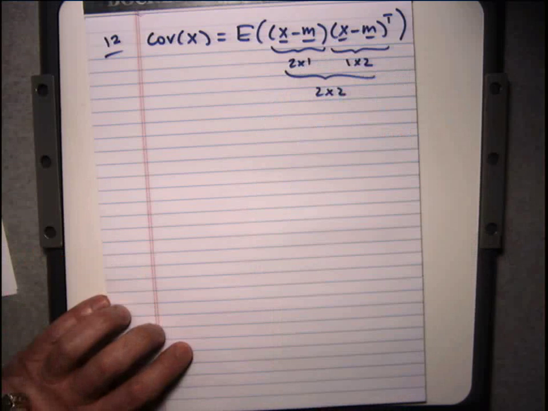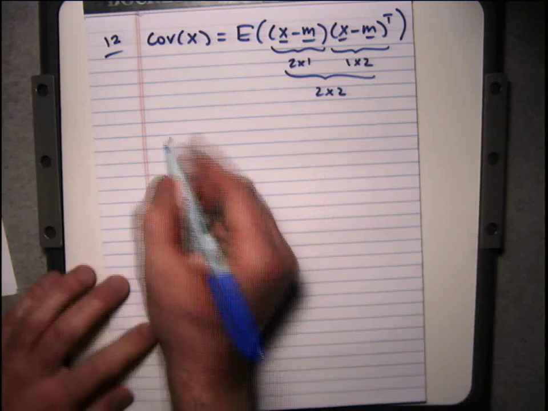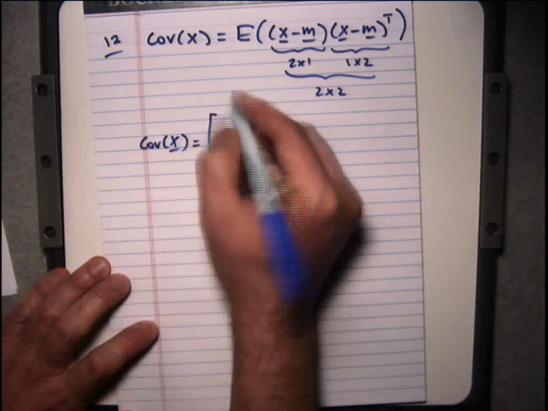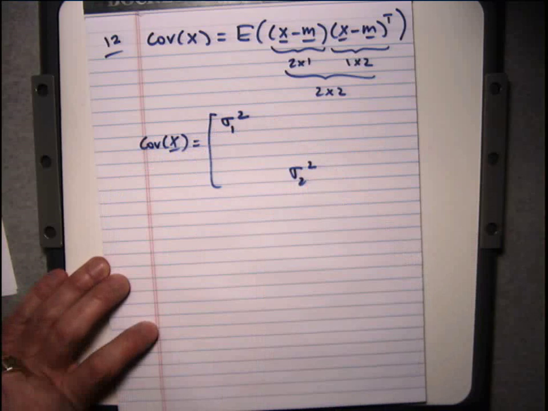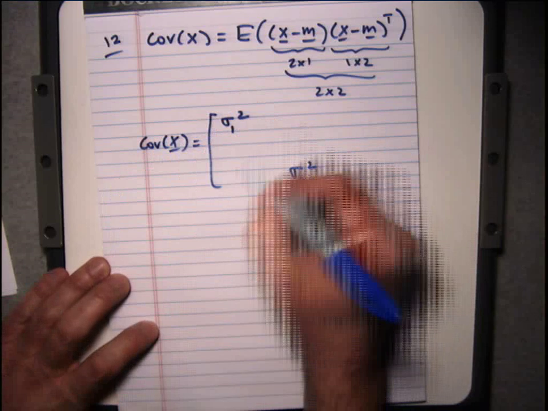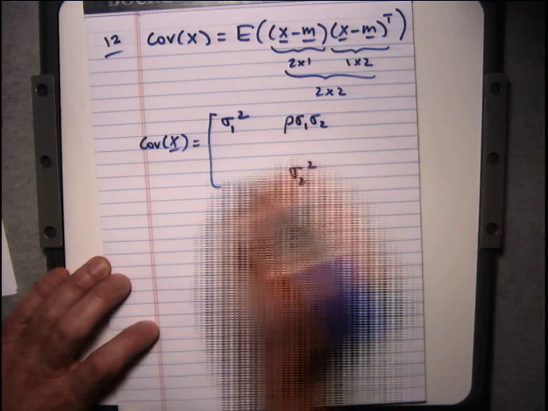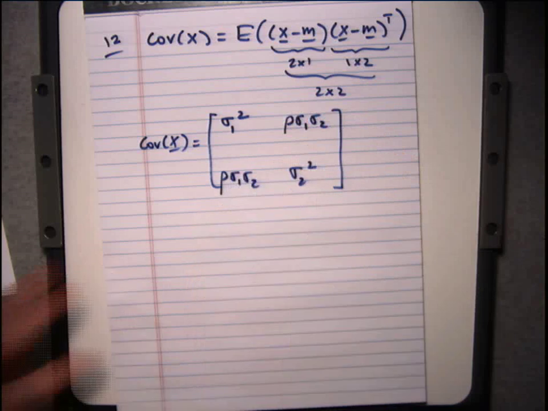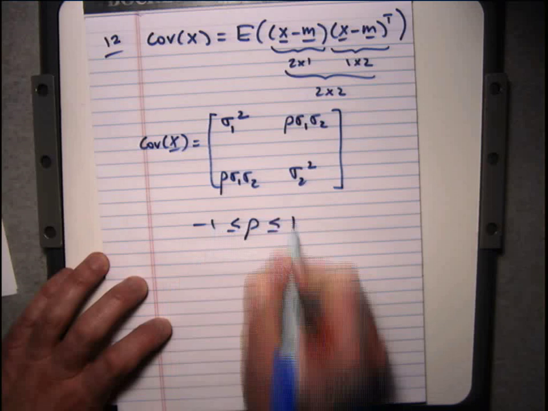Okay. So the covariance, the way we had it for the 2 by 2 case, the covariance of x is sigma 1 squared, sigma 2 squared here, right? And then there's the covariance between x1 and x2 here, which turns out to be rho times sigma 1 sigma 2 and rho times sigma 1 sigma 2. This is the case for the 2 by 2 covariance matrix, where this rho is in fact the correlation, which is between minus 1 and 1. Okay.